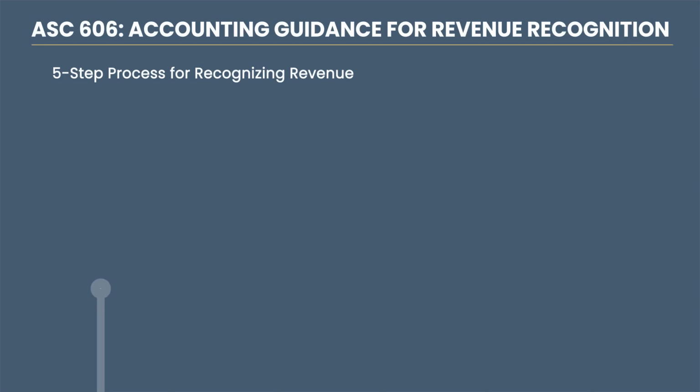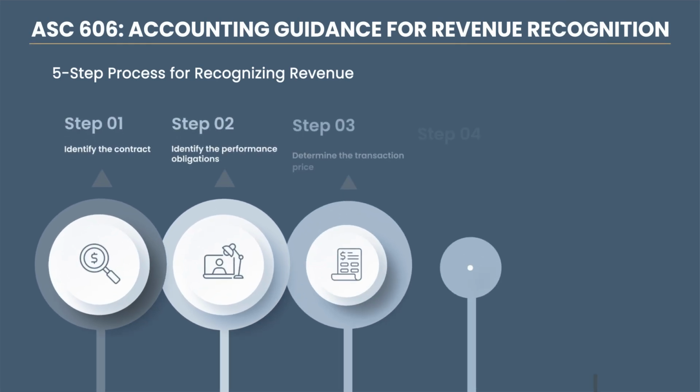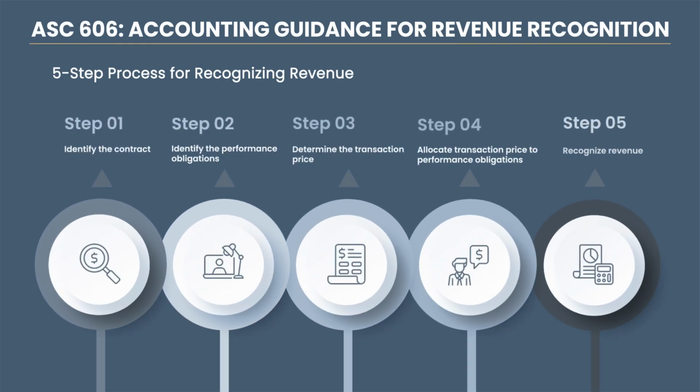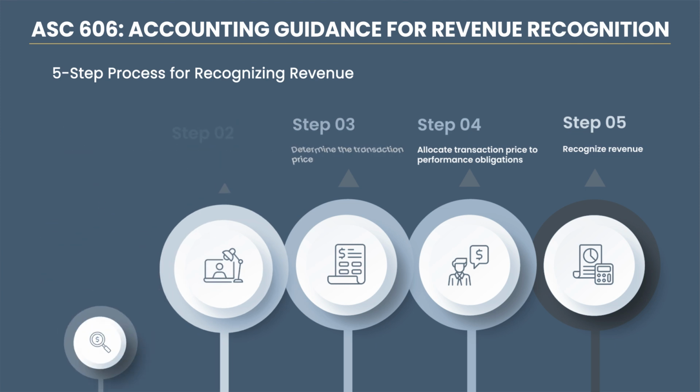Let's dig a little bit more into revenue recognition under ASC 606. ASC 606 has a 5-step process for a company to recognize revenue. Those 5 steps are: first, to identify the contract; second, to identify the performance obligations of that contract; third, to determine the transaction price; fourth, allocate the transaction price to the performance obligations; and fifth, to recognize revenue. Now let's take a closer look at each of those steps.